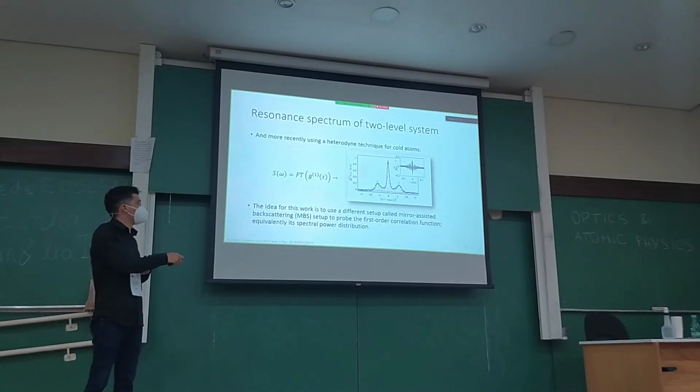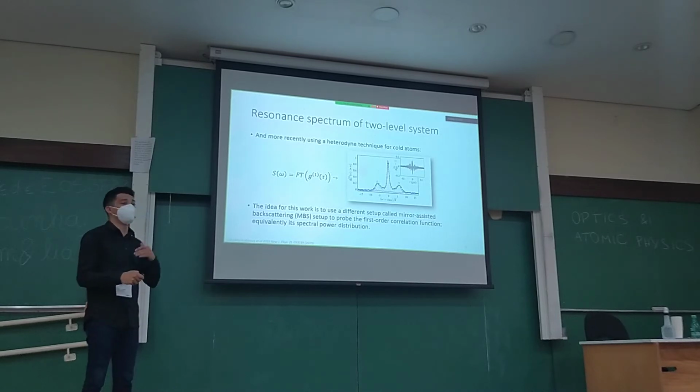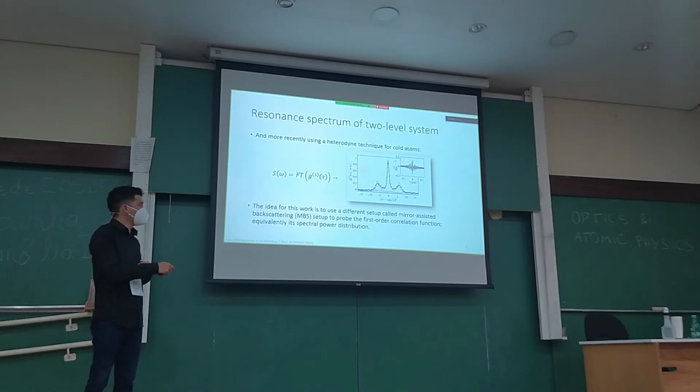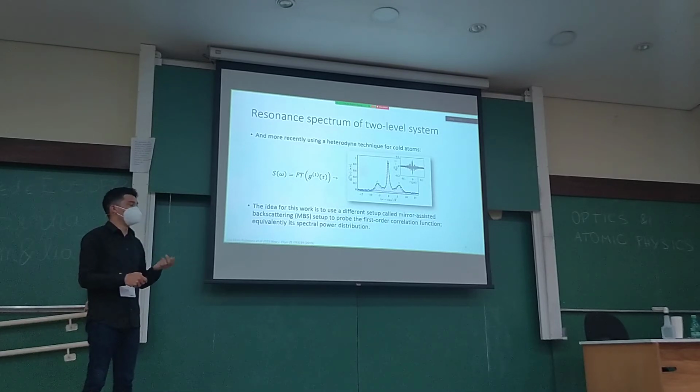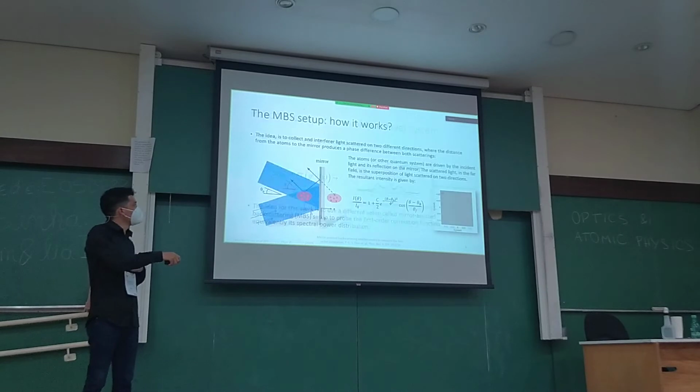And then, much more recently, the Mollow triplet was seen with cold atoms. Here, instead of measuring the spectrum itself, what was measured was the G1 function of the light emitted by the atoms using a heterodyne technique. By calculating the Fourier transform of this G1 function, I can obtain the spectrum itself. So the idea of the work that I'm going to present goes in this direction. We want to use this setup that we have been using in our lab, called mirror-assisted scattering, to measure the G1 of the atoms, and by equivalence, the spectrum of this light.